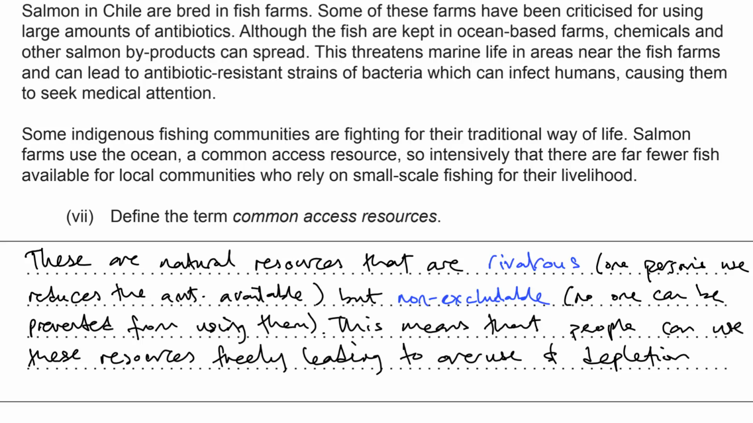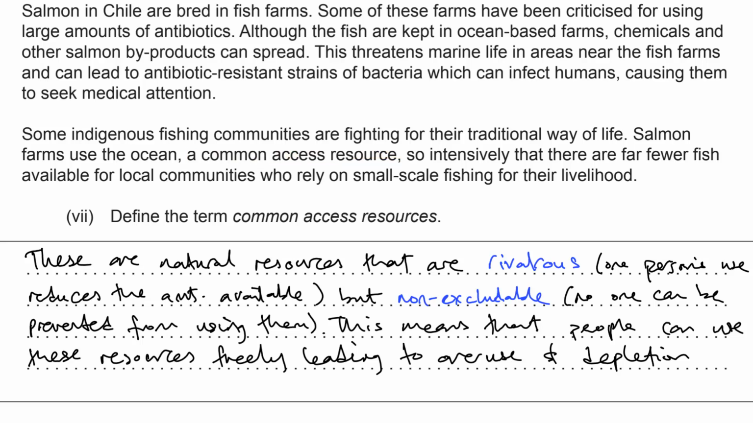Some indigenous fishing communities are fighting for their traditional way of life. Salmon farms use the ocean, a common access resource, so intensively that there are far fewer fish available for local communities who rely on small-scale fishing for their livelihood. Okay, so part 7, define common access resource.